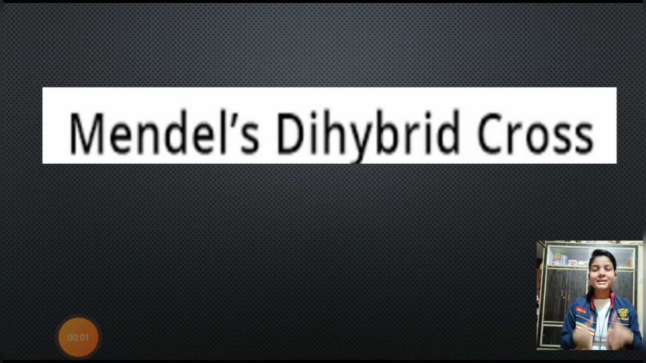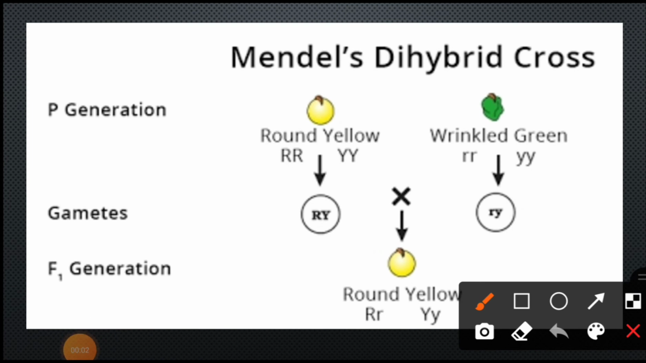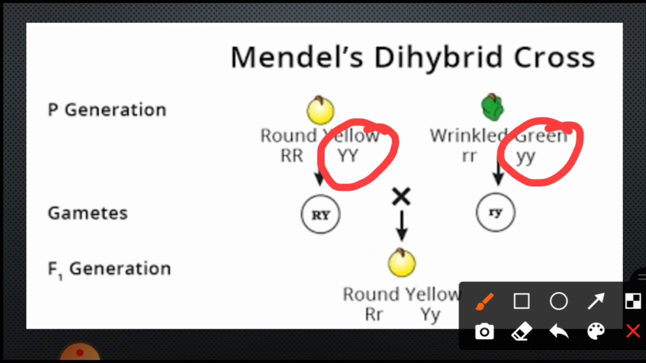On the other hand, a dihybrid cross is a cross in which there is a study of the inheritance of two contrasting traits, like color of cotyledon and seed form. For example, the color of cotyledon, yellow and green, is denoted by capital Y and small y, while seed form, round and wrinkled, is denoted by capital R and small r. Yellow and round characters are dominant and green and wrinkled are recessive characters.